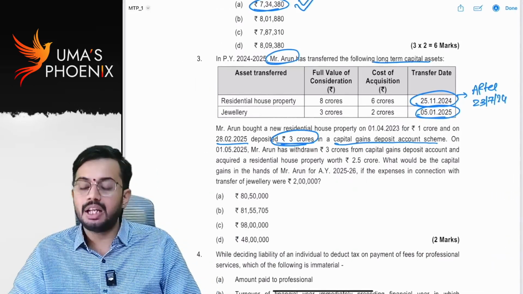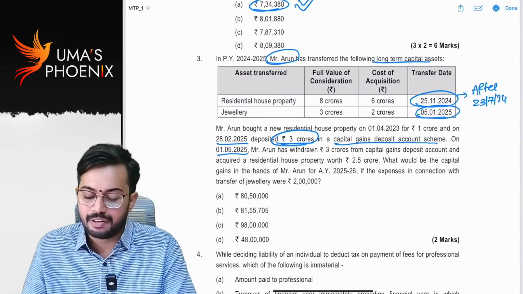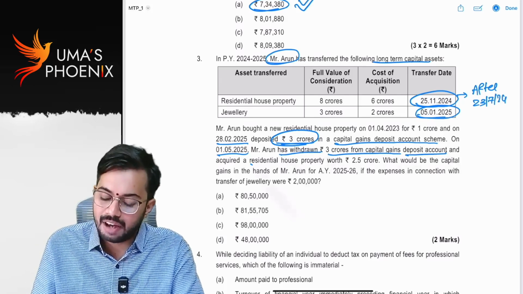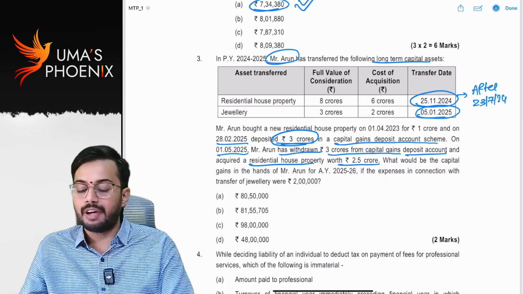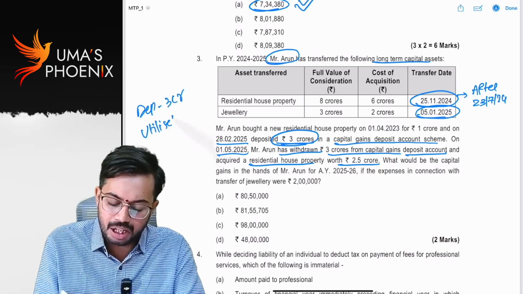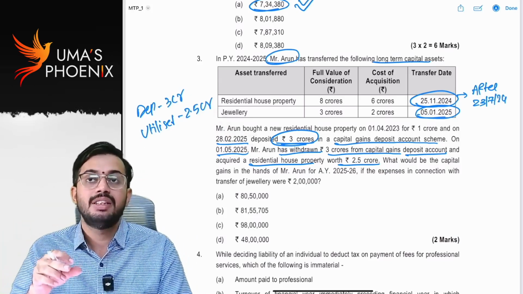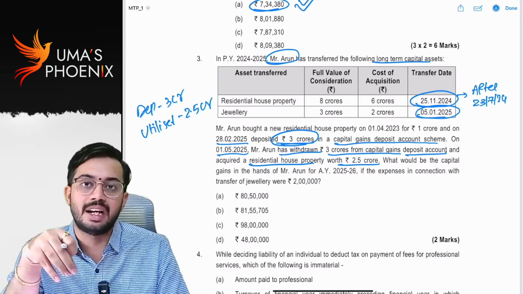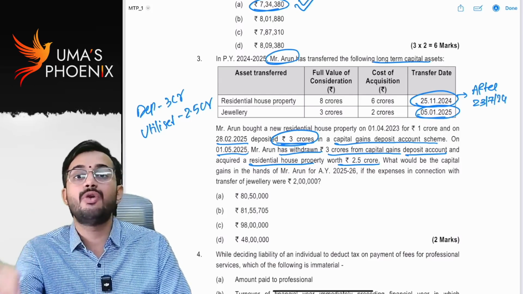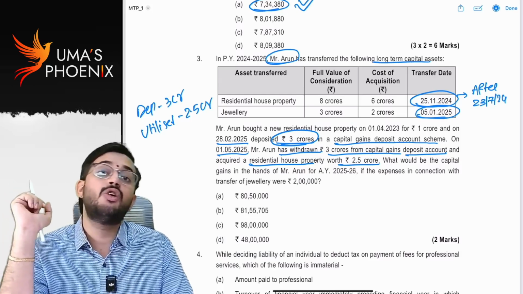How much he deposited in capital gains account scheme? 3 crores. However, on 1st May 2025, Arun has withdrawn 3 crores from capital gains deposit scheme and acquired a residential house property worth 2.5 crores. See, he deposited 3 crores, but how much is utilized? Utilized is only 2.5 crores. So before ITR due date, generally we will take amount deposited. But before ITR due date only, he has withdrawn 3 crores and utilized only 2.5 crores. So what we need to consider is not 3 crores. What we need to consider is 2.5 crores.